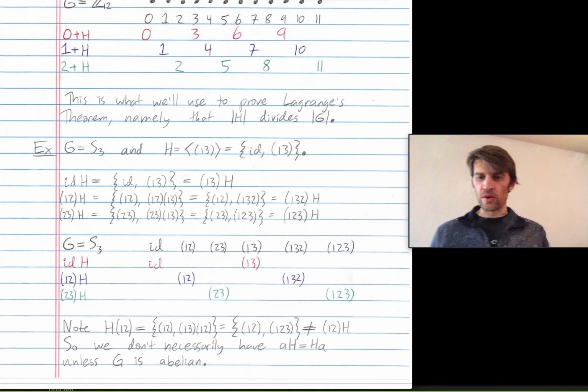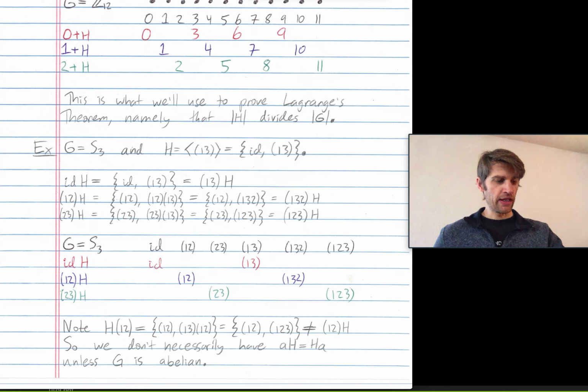Let me end with one final remark. The coset H(1 2) is not equal to the coset (1 2)H. So this left coset (1 2)H is not the same as this right coset H(1 2). Indeed, what are the elements of H(1 2), this right coset? Well, I take H and I multiply everything in it by (1 2) on the right. So the identity times (1 2) on the right gives me (1 2). And (1 3) times (1 2) on the right gives me (1 3)(1 2).